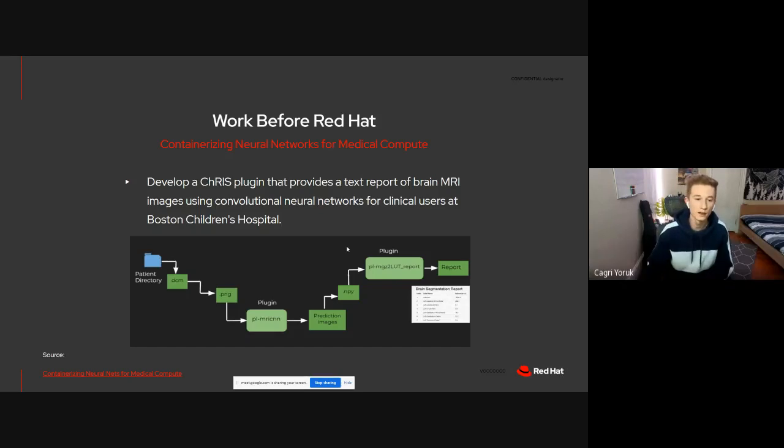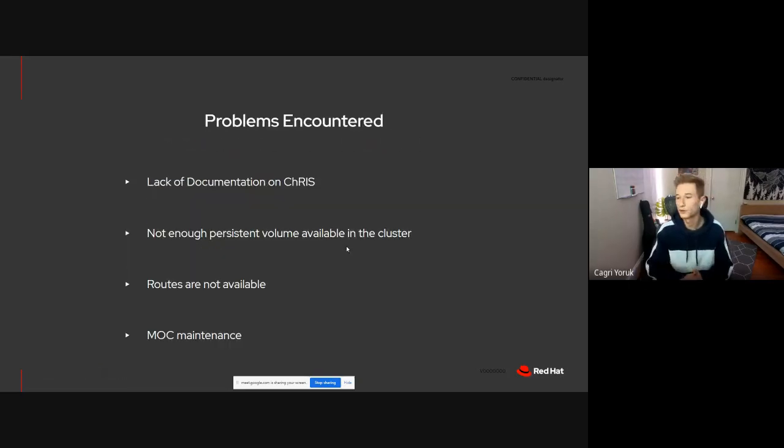And another one of our goals was to run this plugin or inference on Mass Open Cloud. And to do that, we encountered a couple of problems. This project was built in 5 sprints, and it took us nearly 4 sprints before we could deploy any services or run any applications or plugins on Mass Open Cloud.